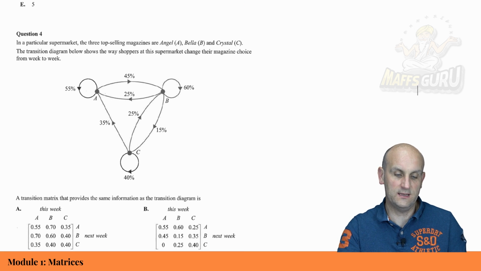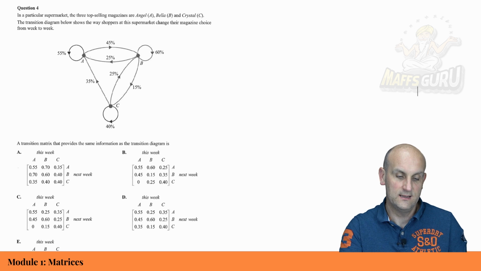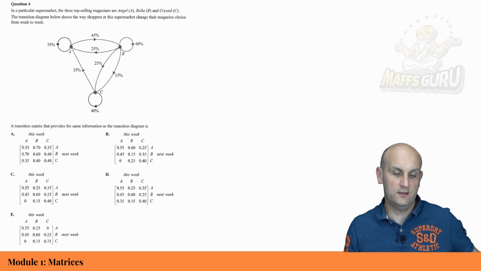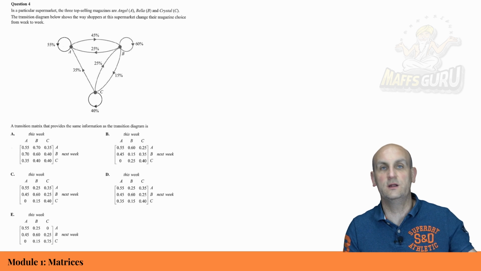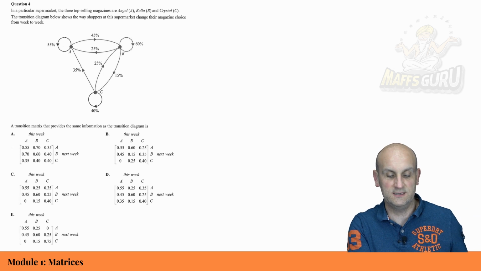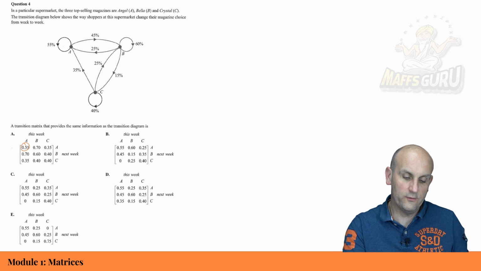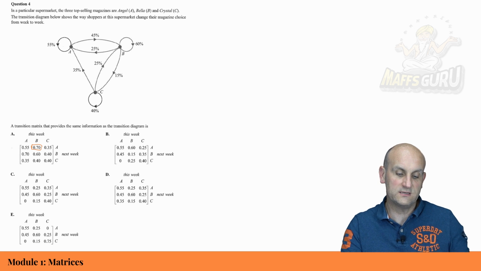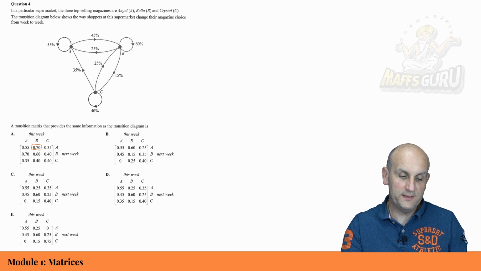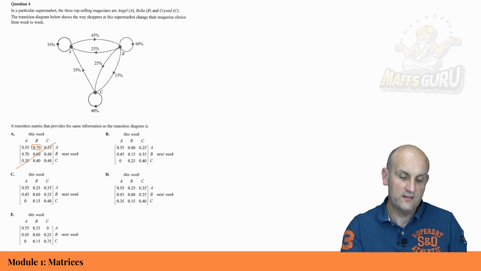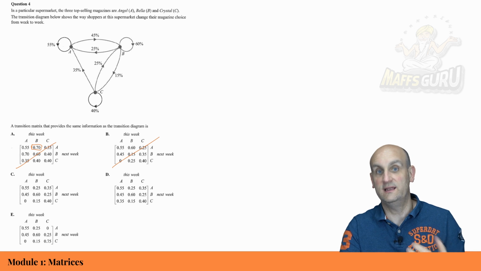In a particular supermarket, the top 3 selling magazines are Angel, Bella, and Crystal. The transition diagram below shows the way customers choose from week to week. Then it asks what the transition matrix is. I started off by saying, we already know that all of them start with 0.55, so that's no use to me. Let's look at this value here. It starts B to A, so B to A is 25%, so we're looking there for a 0.25. That's not true, and that's narrowed it down.